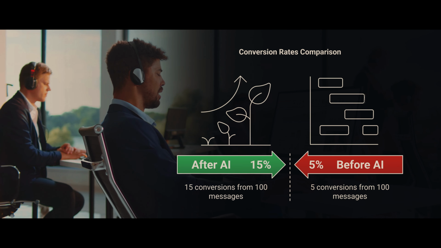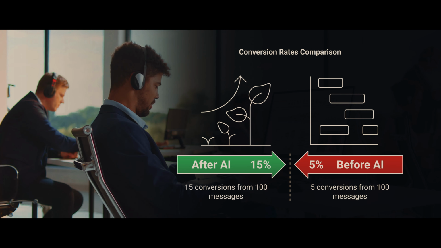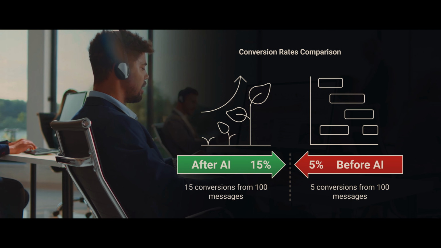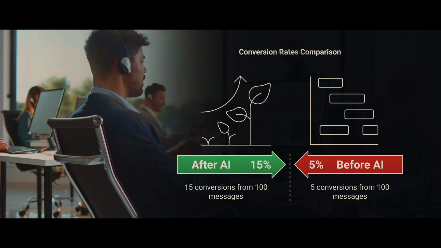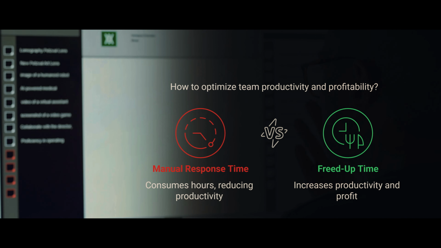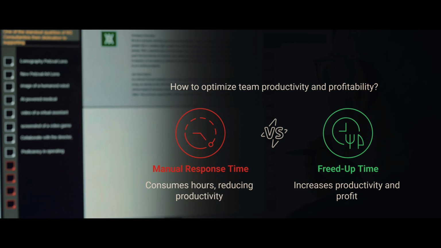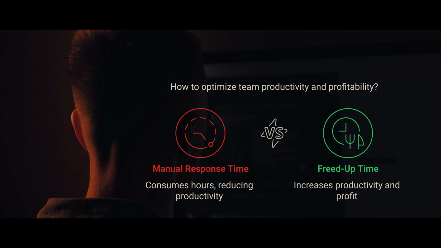Before AI, 100 messages, 5 conversions. After AI, 100 messages, 15 conversions, tripled. You can illustrate this with a simple chart or even a spreadsheet. 3. Time saved. How many hours per week did the team spend answering manually? Now that time is freed up for more important tasks, and time is profit too.